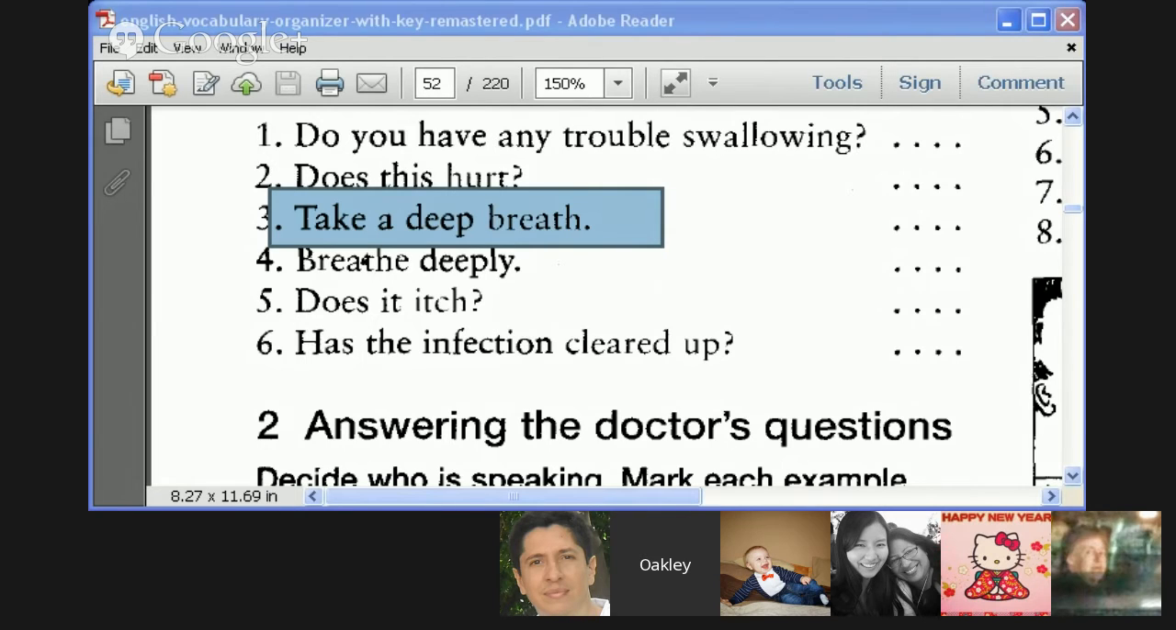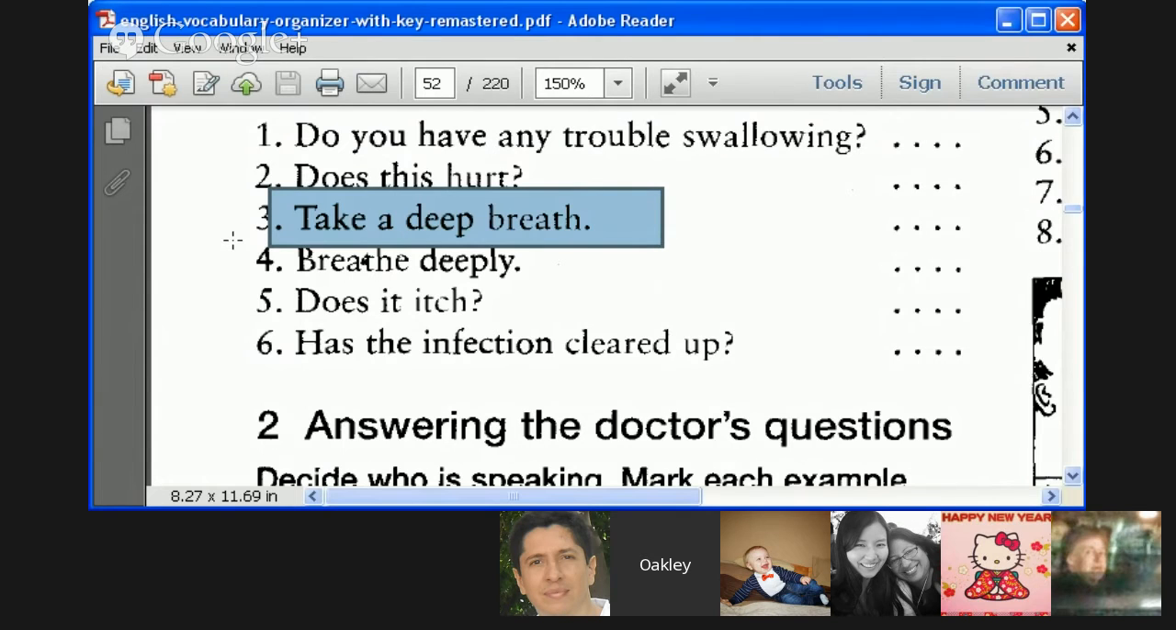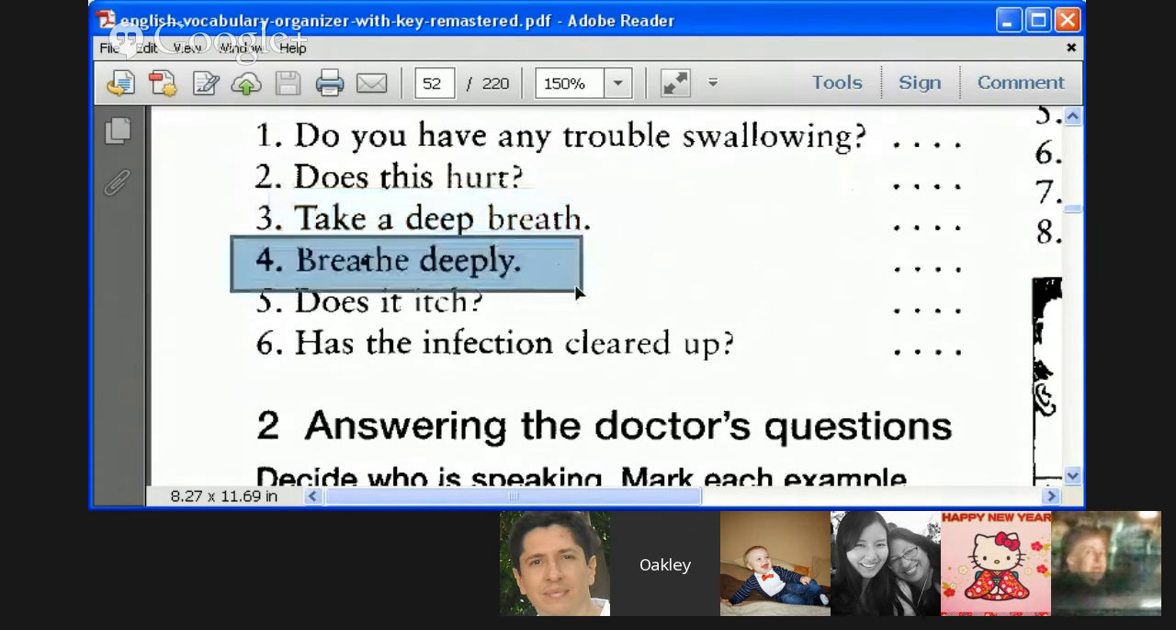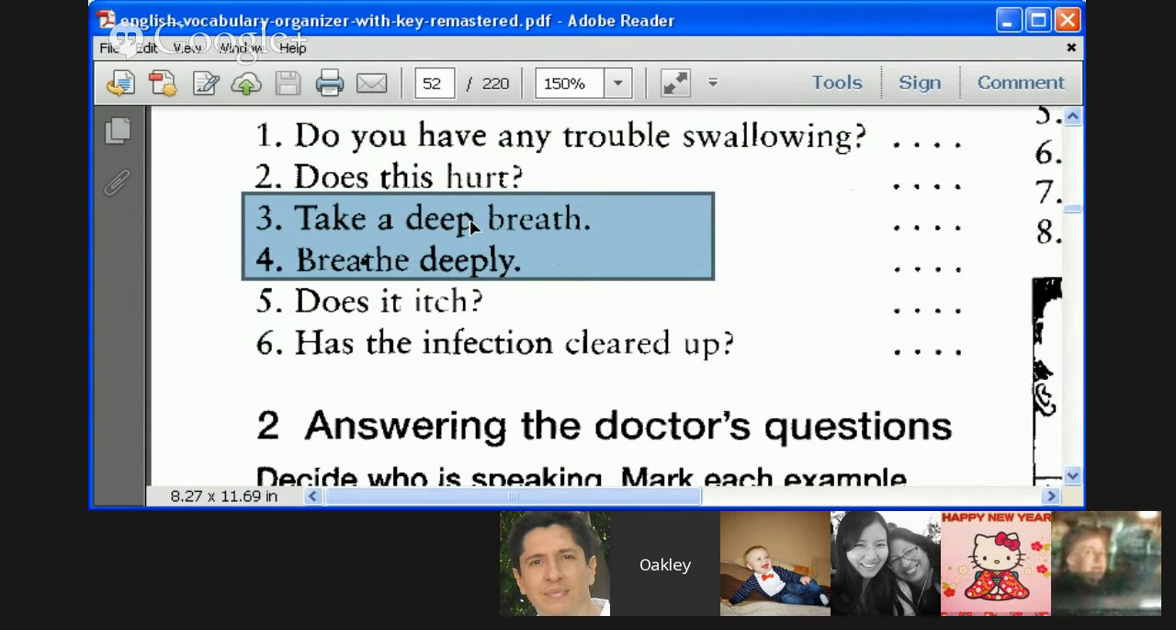But most of the time, I have a heavy cough, so I can't do that. Okay, which makes it ridiculous. Okay. All right, take a deep breath, breathe deeply, same meaning here. All right, Heidi covered both of these, I think.